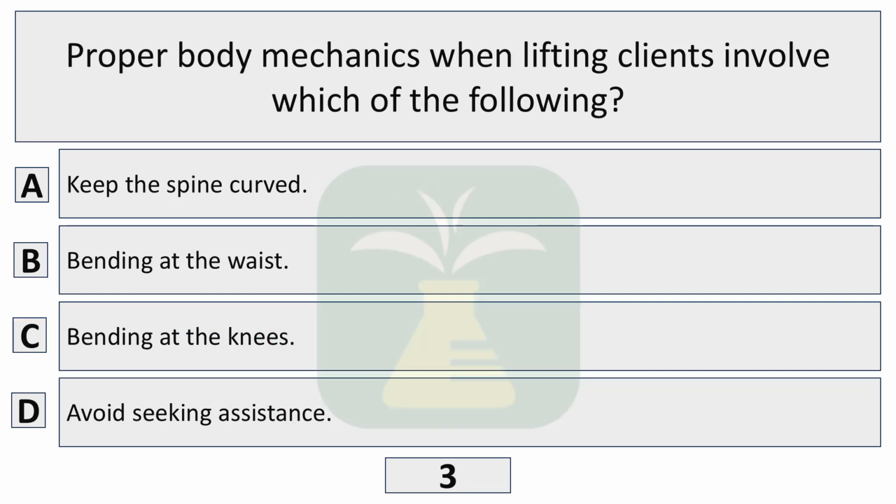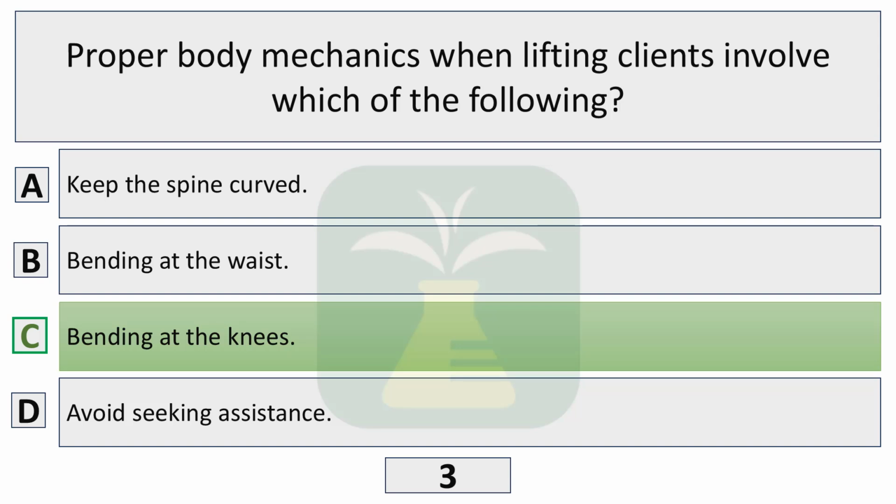Proper body mechanics when lifting clients involve which of the following? A, Keep the spine curved. B, Bending at the waist. C, Bending at the knees. D, Avoid seeking assistance. Correct answer, C. Bending at the knees. Bending at the knees is the only proper body mechanic listed. Avoid doing all the others.